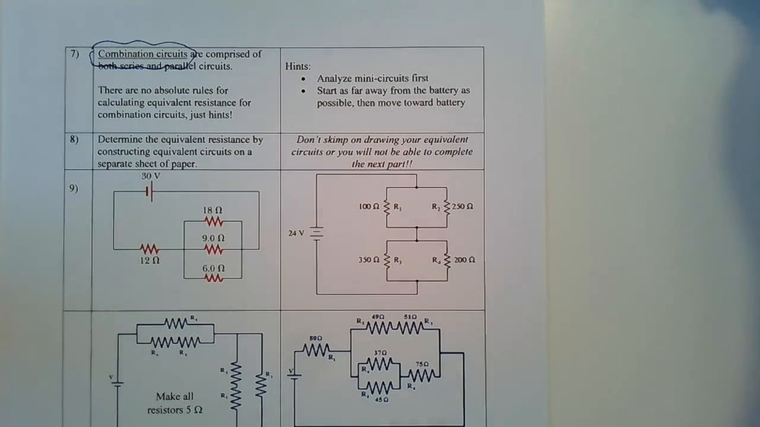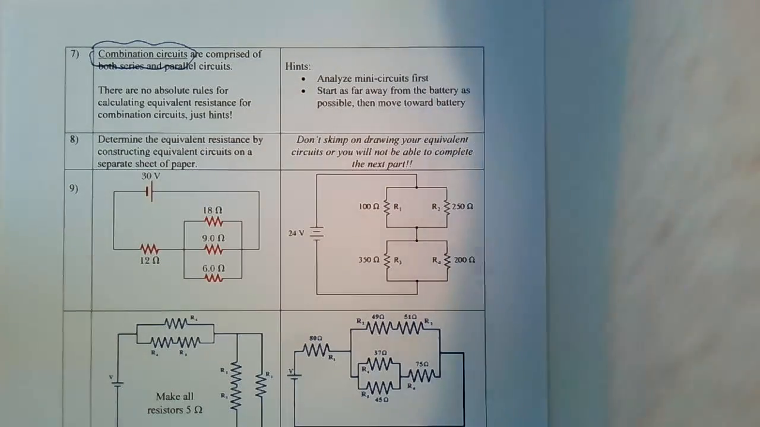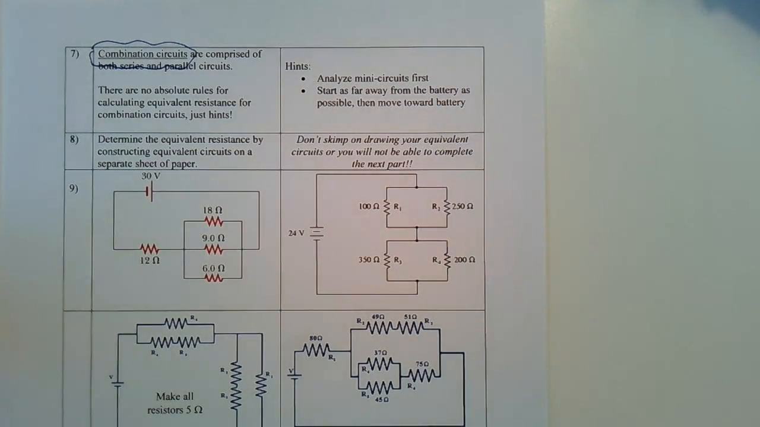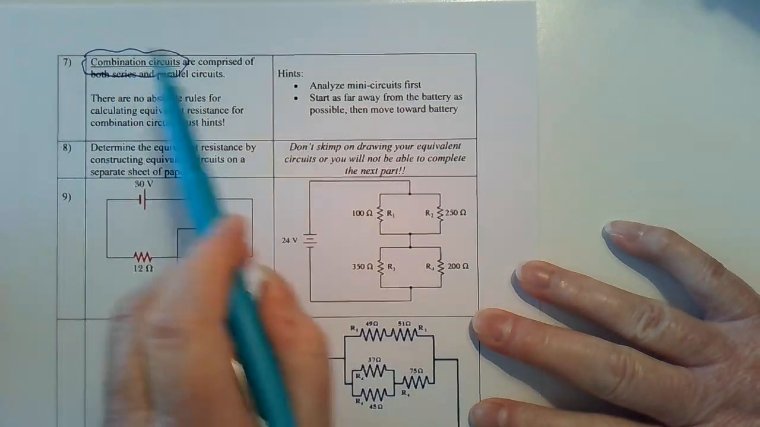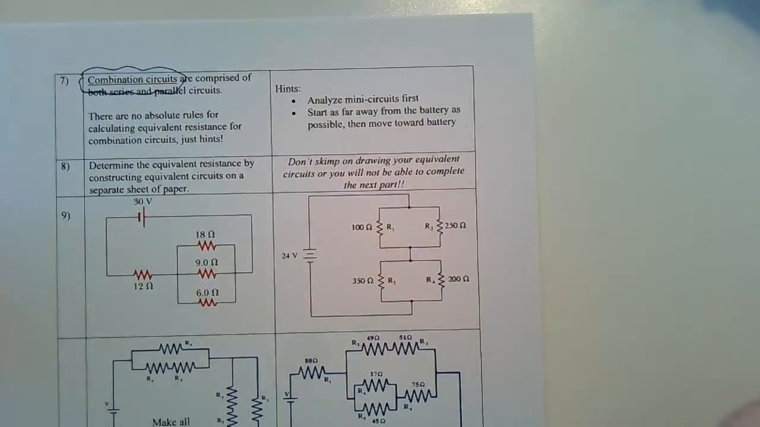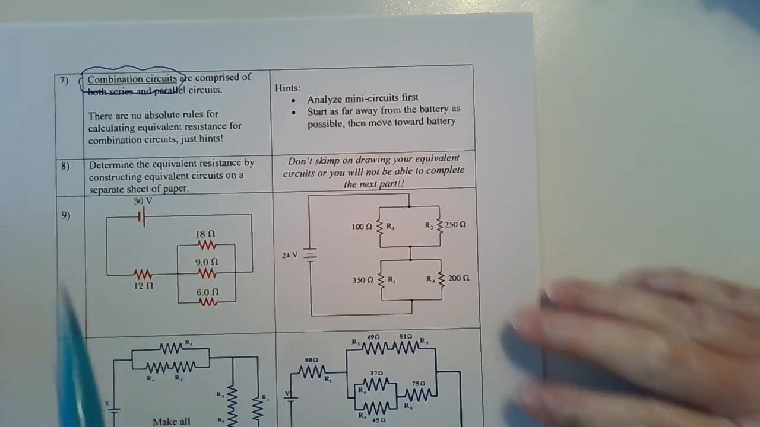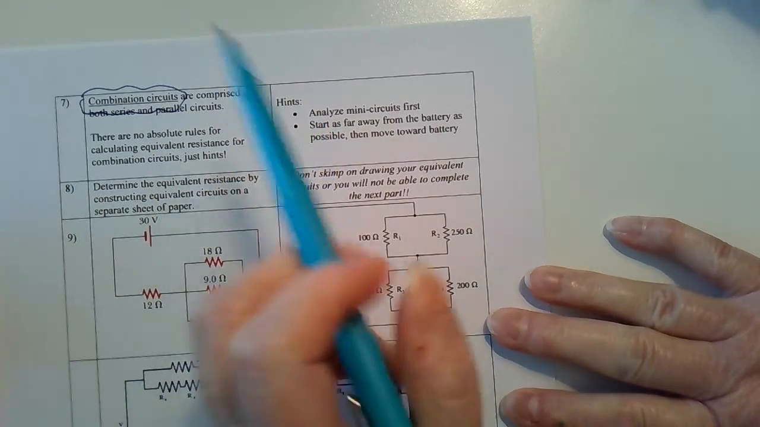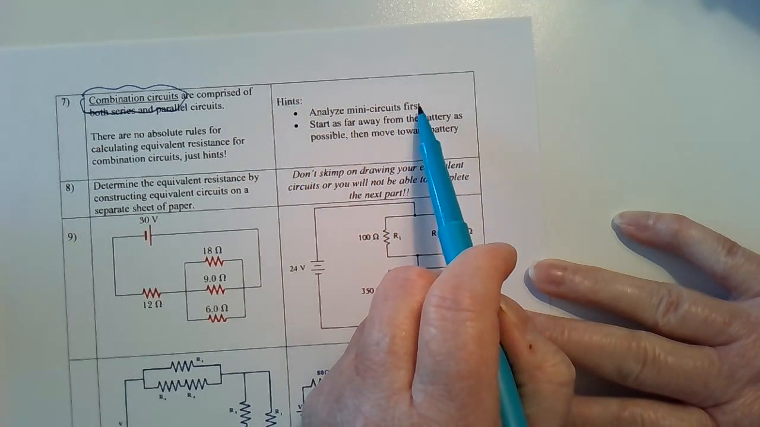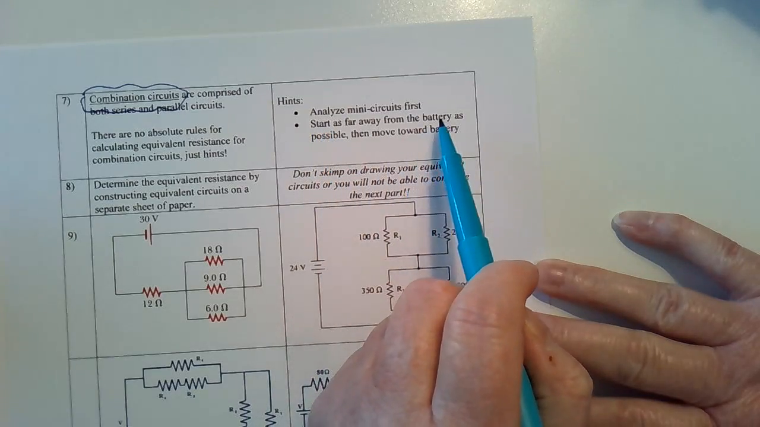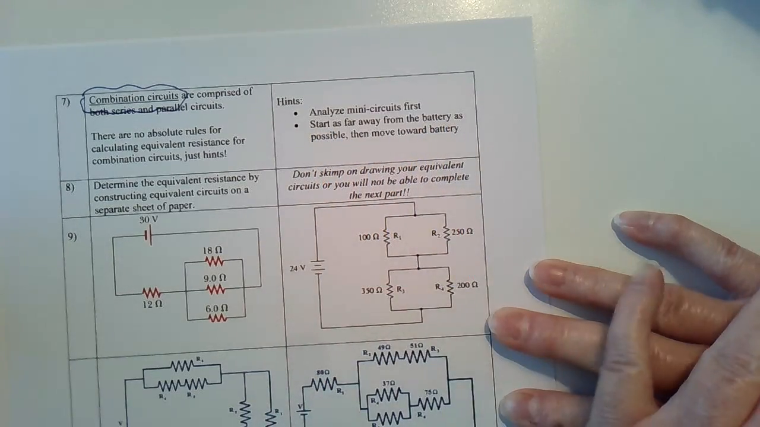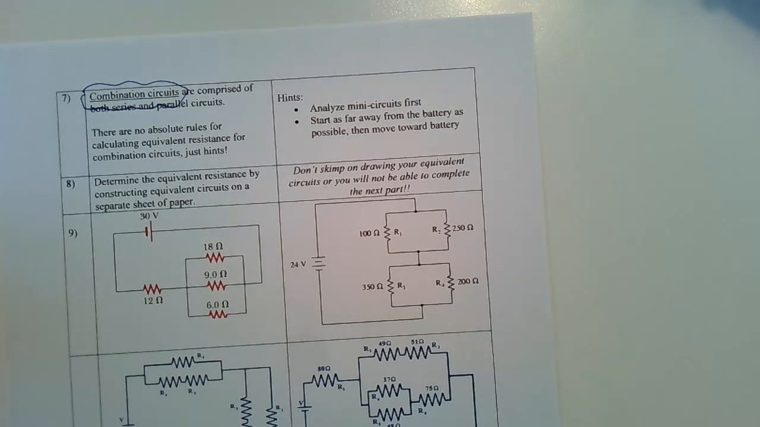All right, here's the hard part. And honestly, some of you are going to catch on right away, and others of you, it takes a few days. And I say the word days. Okay, so the hard part is there are no concrete rules that I can tell you that will work 100% of the time. Instead, there has to be some sort of intuition that you have that you kind of figure out how to do this. But I can give you some hints. It says analyze mini circuits first and start as far away from the battery as possible, then move towards the battery. So we need to figure out what that means.